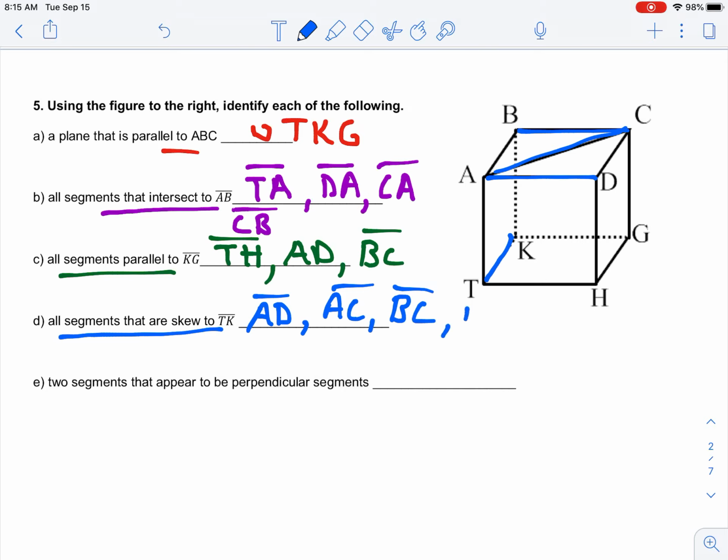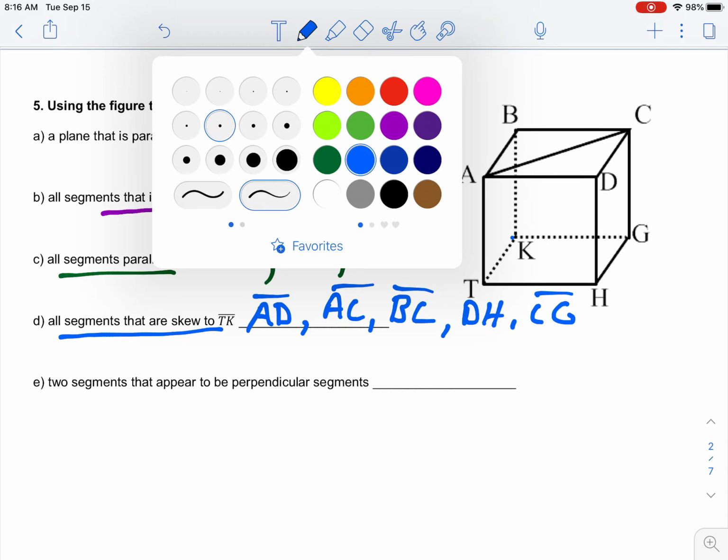I could go with DH. That's not touching and not parallel. The other ones are parallel or touching it. The last one you could use is CG. Anything else runs into either T or K or runs parallel with it, so we cannot use it. Again, we have to be able to name them all. No, you'll have to be able to name one for us.